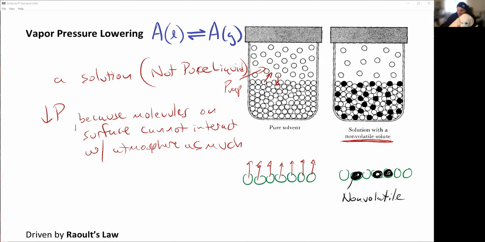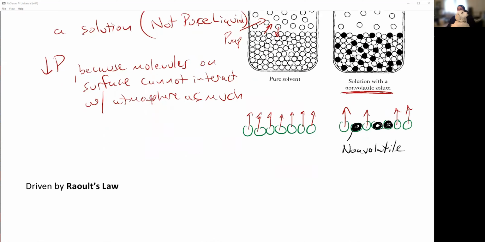So ultimately what that means is if we look at the number of molecules that can actually jump out of solution, there's less. So I only have a handful, four, that can actually jump out of solution here. Having less surface area means that less evaporation is going to occur, which means vapor pressure is going to decrease. So vapor pressure decreases because there's less surface area for the solution. And that's the idea of vapor pressure lowering.